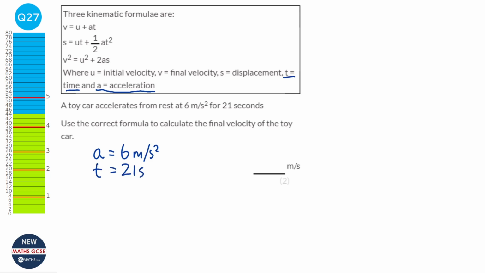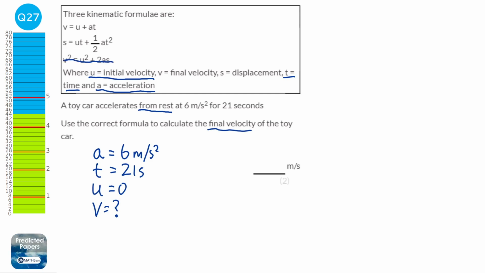Now, there is also something else it gives us, because it says from rest. So the initial velocity is going to be 0, and it asks us to find the final velocity. So we're looking for what v is. We're looking to see which of the three formulae at the top involve an a, a t, a u, and a v. It's not going to be this one because this has an s. It's not going to be this one because this has an s. It's going to be the top one.